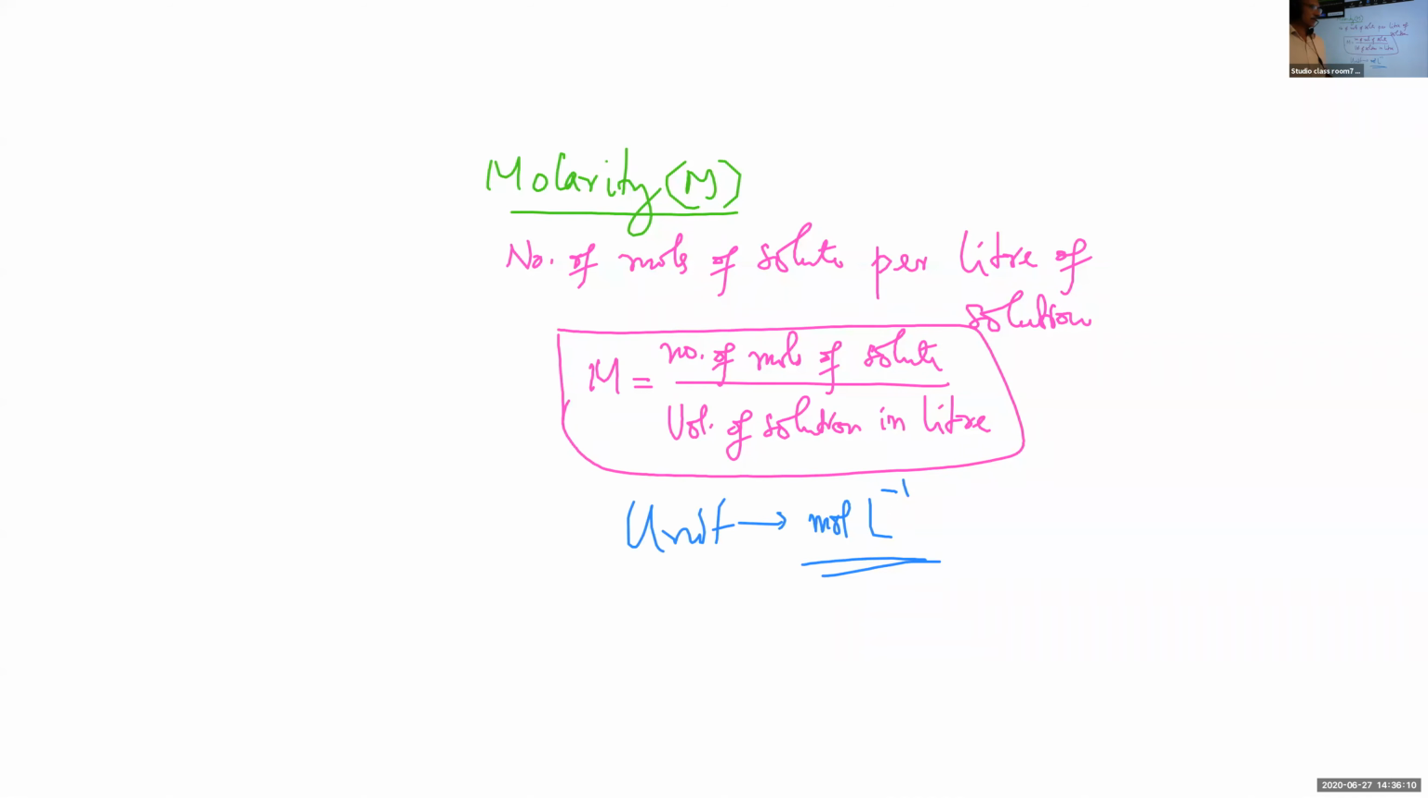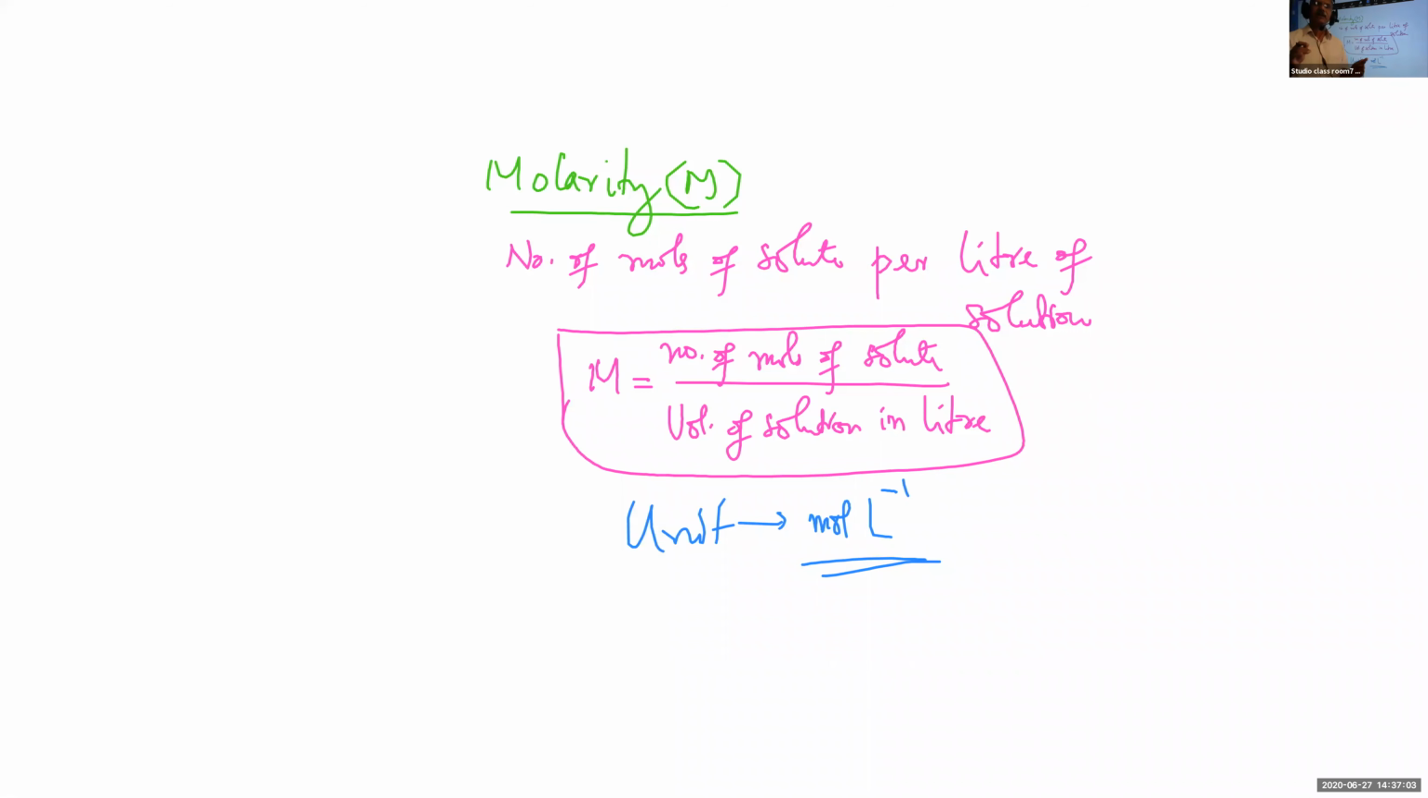See, in this case, the volume unit is there. Since volume of the solution is involved in this calculation, molarity depends on temperature, because volume of the solution varies with the temperature. Volume changes with the temperature. And so molarity depends on temperature. All the other terms, mass percentage, mole fraction, molality, all these terms are independent of temperature, while molarity is dependent on temperature. It varies with the temperature.